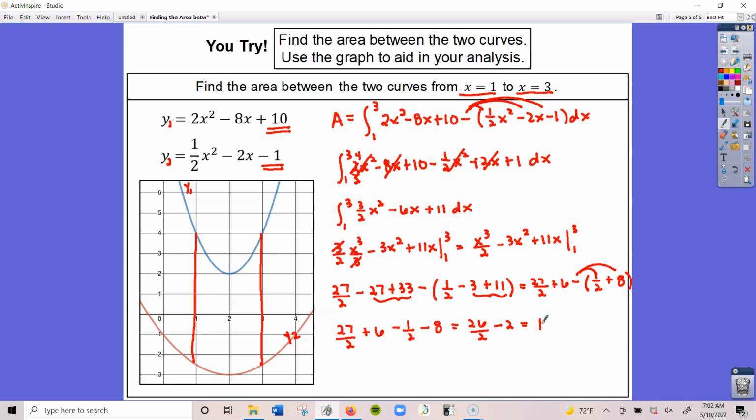26 divided by 2 is 13, and 13 minus 2 gives me a final answer of 11. So that's how you can do our area between two curves. Let's try that with another example.